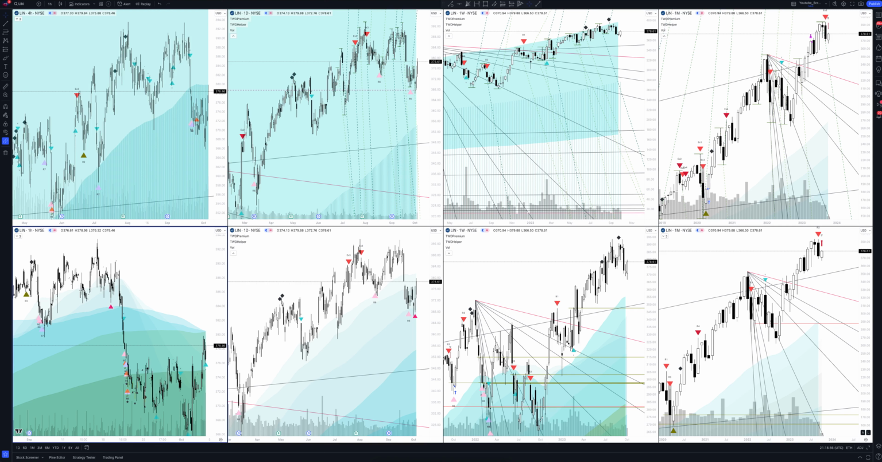Today we will take a look at LIN stock. Let's analyze the market situation and find out how you can make money on it. Let's start.